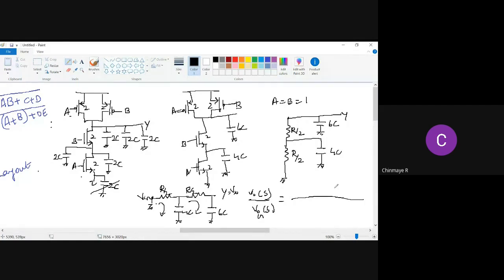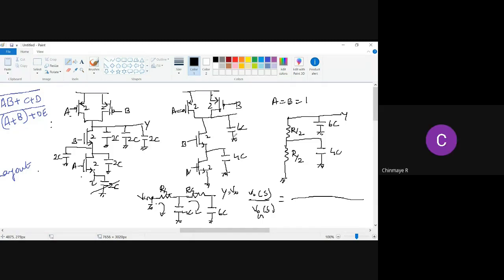Ma'am, the capacitances on the PMOS side, they have to be connected to VDD, right? Here, this, right? The ones on the drain side, are they connected to VDD? Yes, the ones on the drain side are connected to VDD.